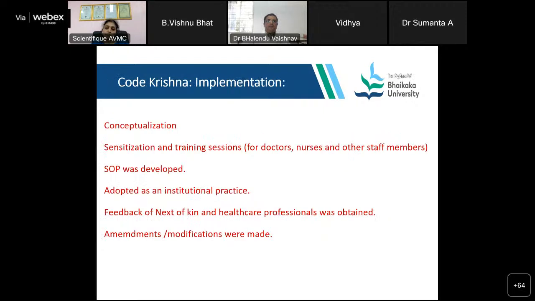So we started with conceptualization, with a few like-minded friends. Sensitization and training sessions were held for doctors, nurses, and other staff members. An SOP was developed, and then it was adopted as an institutional practice. Feedback of next of kin was taken, also of healthcare professionals, and some amendments or modifications which were felt necessary were made.